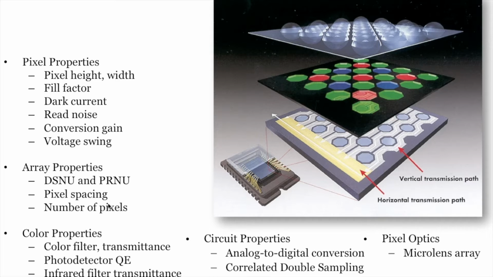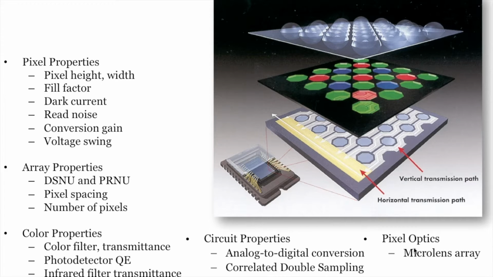There are the array properties, things like the number of pixels and their spacing and the non-uniformities and the gain and so forth. We now are going to start looking at some of the color properties, and we've already been looking at some of the properties pertaining to ADCs, and of course there are things to worry about like the pixel optics themselves, the micro lenses.